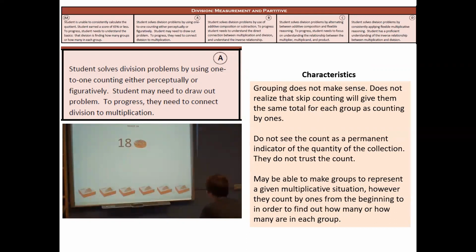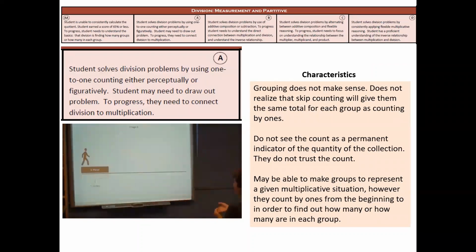The 18 donuts are equally put into 6 boxes. How many donuts will go in each box? I'm trying to skip count, but I can't. Partitive division again. He doesn't know how many would go in each box, because he doesn't understand the relationship between that 6 and that 18. We're going to go on to the next one, okay? It's a tough problem, isn't it?